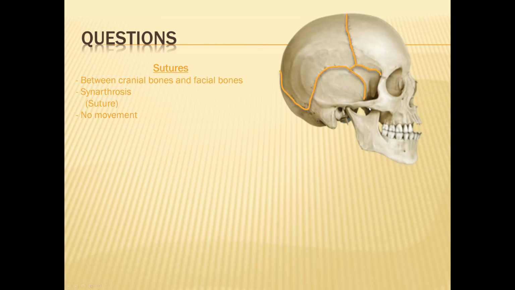So anytime you have a cranial bone touching another cranial bone, or a facial bone touching another facial bone, you're going to have a suture. These are a type of joint called a synarthrosis, and a specific type of synarthrosis is a suture. So they're actually called by the type of joint they are. And these allow no movement whatsoever. So synarthroses are joints that allow no movement.